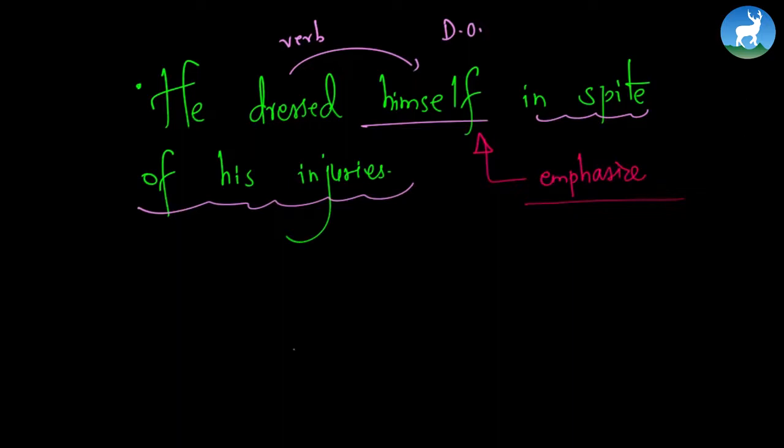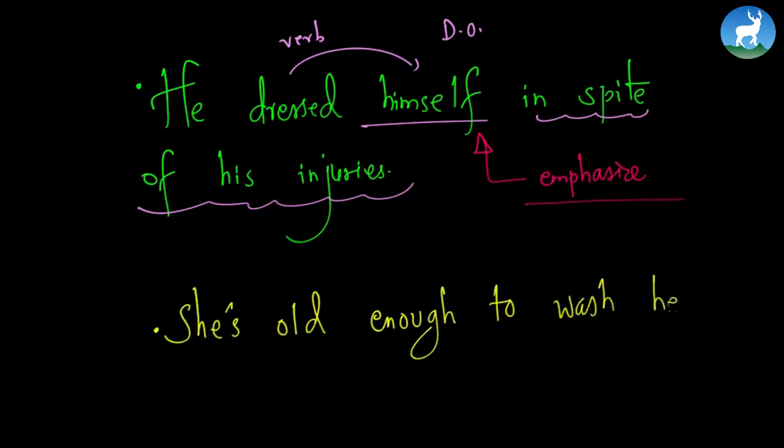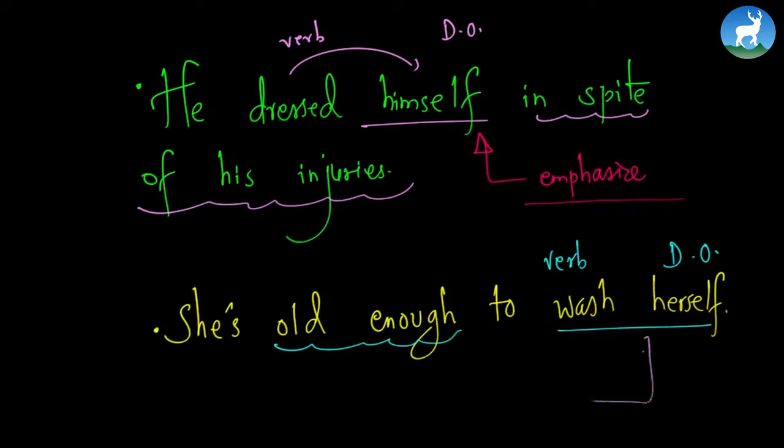Let me give you one more example. She is old enough to wash herself. All right, so we are applying a condition here. She is old enough. Old enough is the condition. Wash herself. What is the verb? Wash is the verb. What is the direct object? Herself is the direct object. Do we need this direct object? That is the question. Of course we do. And why do we need this direct object? Because we are emphasizing some condition in these sentences. That's why we use reflexives when we are emphasizing.